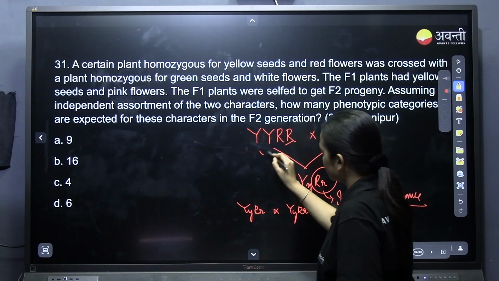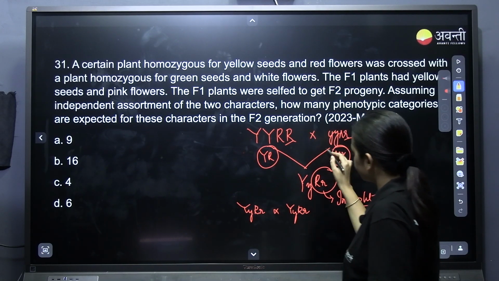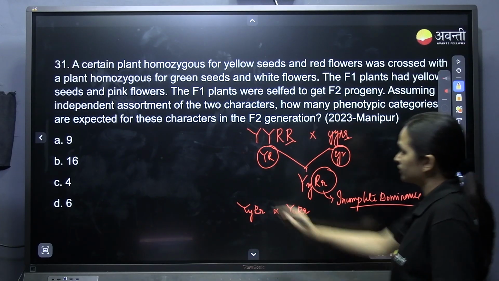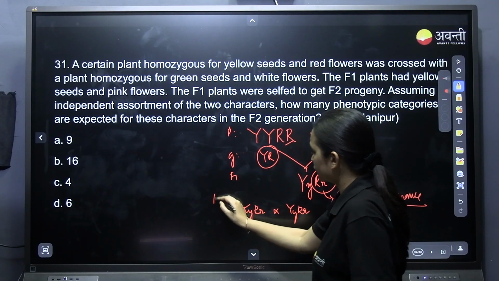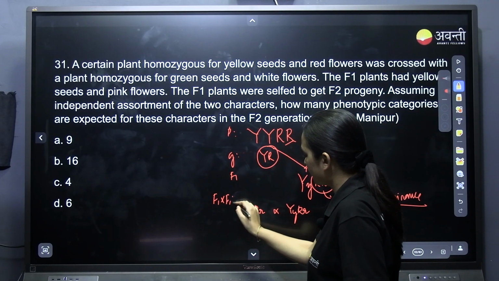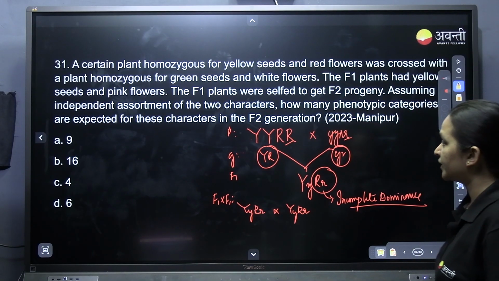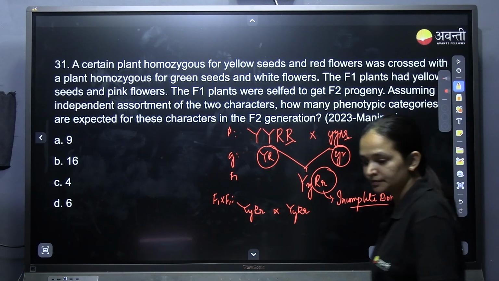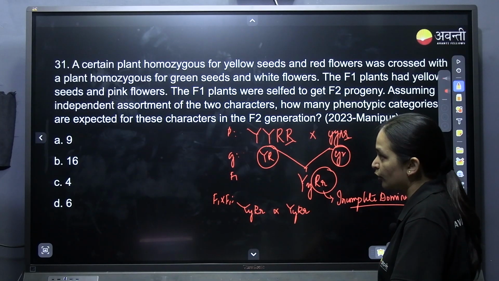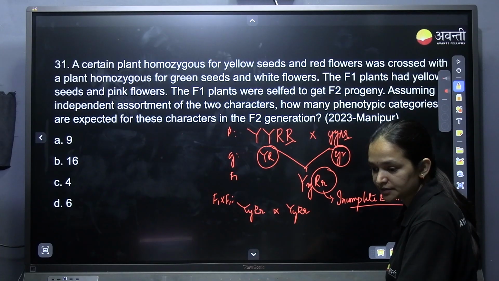You know how to write this thing, right? The gametes, I didn't write the gametes here. Fine, so this is the gamete. This is the parent generation, gamete, F1. So if we are selfing the F1, assuming independent assortment of the two characters, how many phenotypic categories are expected for these characters in F2 generation? Tell me.